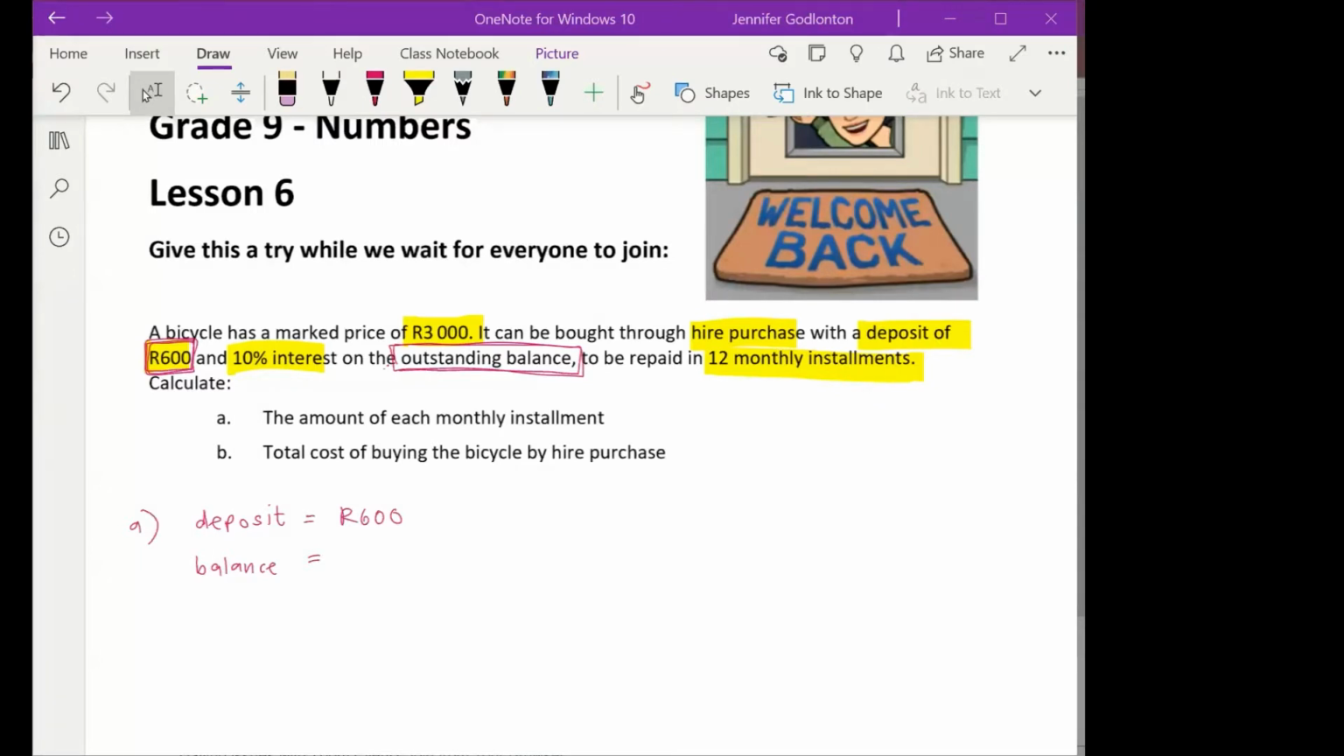Don't be scared, guys. Trust your gut. I love that you're trying. So I'm going to help a little bit in case you're nervous. Your balance is going to be your total amount minus your deposit. Does that help?